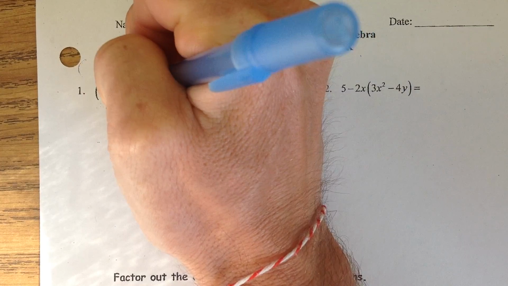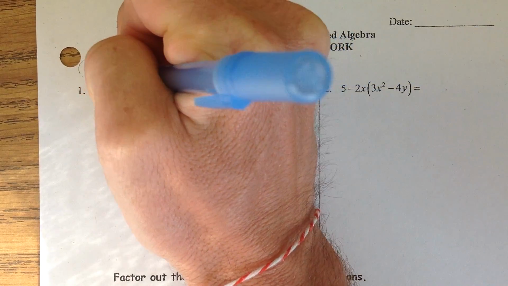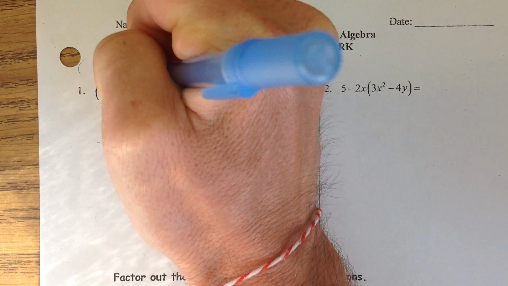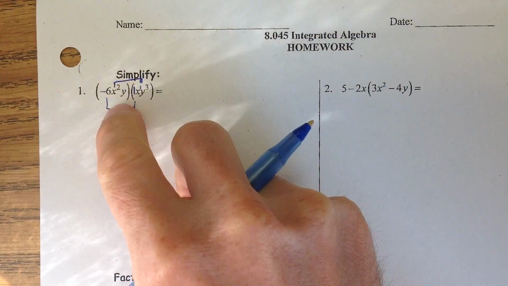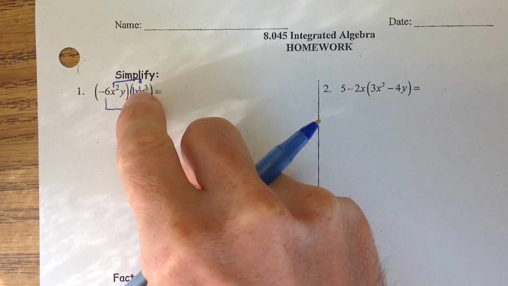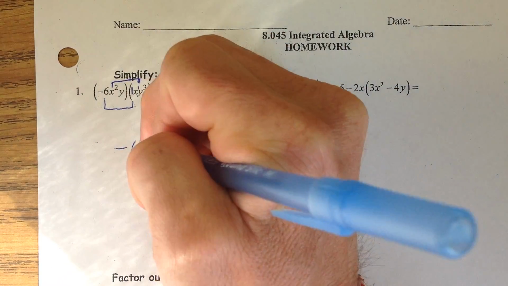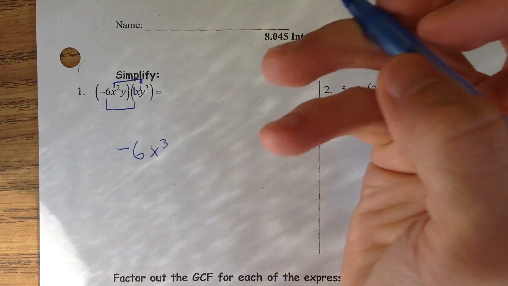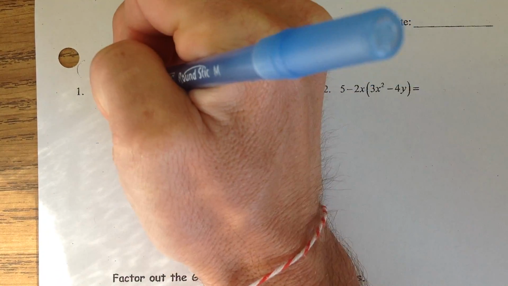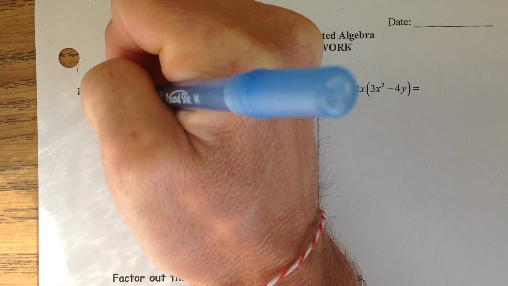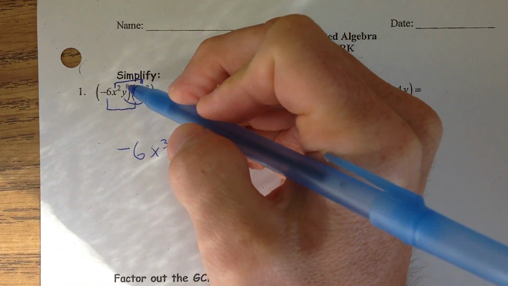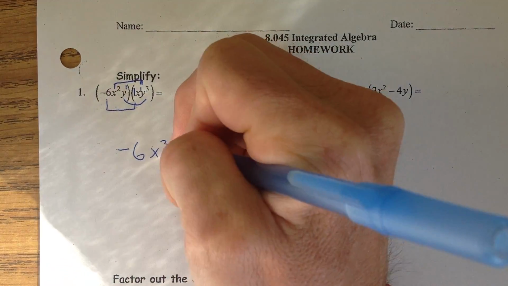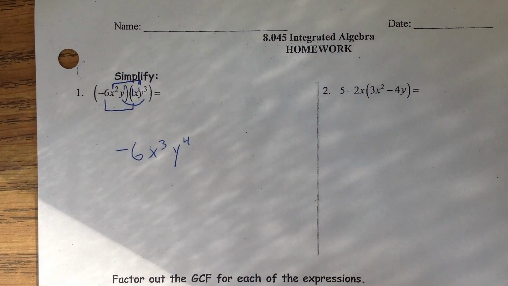X squared times x to the first, when we multiply letters we add their exponents, so that's going to become x to the third. And then here we have a y to the first times a y cubed. 3 plus 1 is 4, so that's going to be y to the fourth.